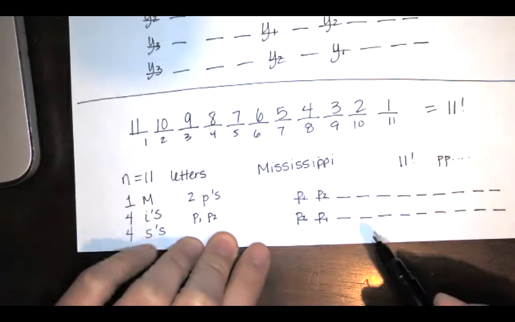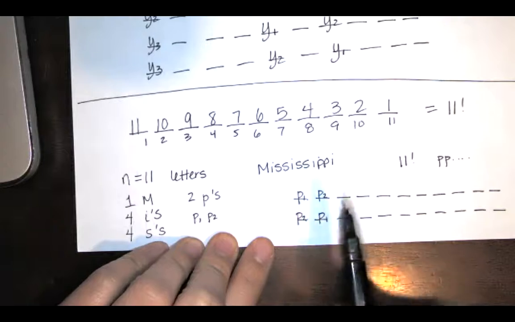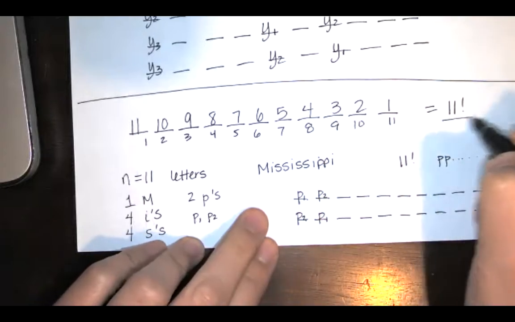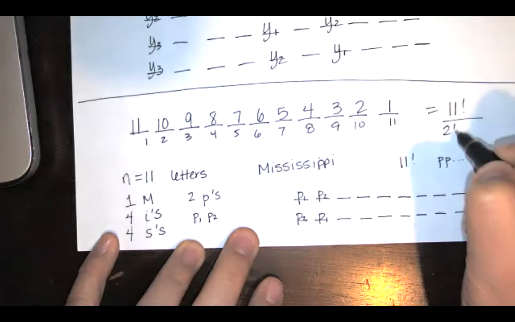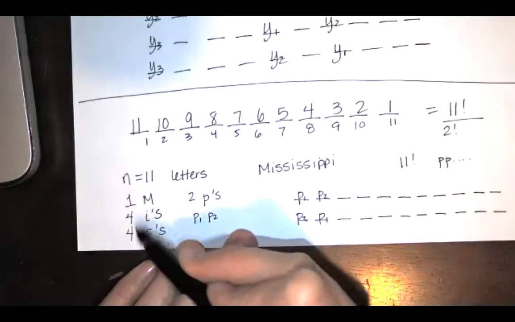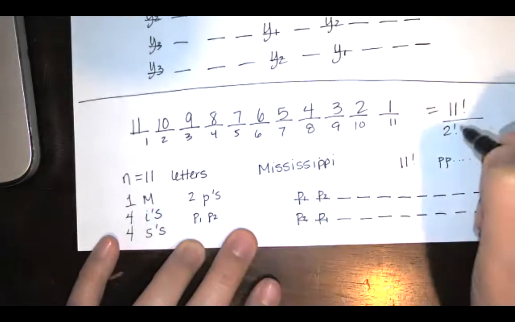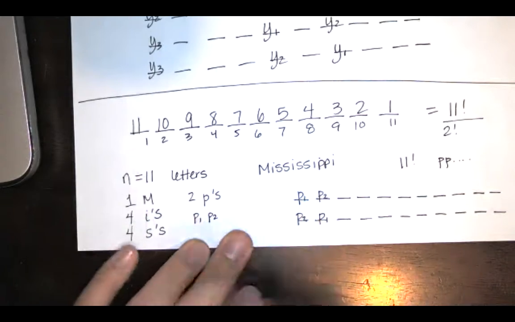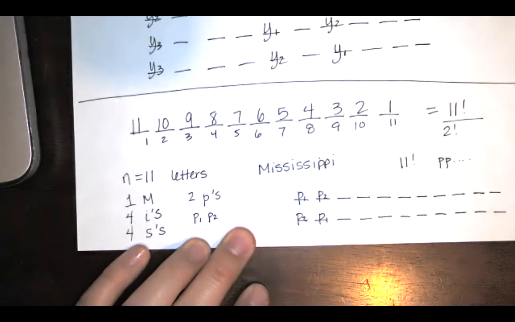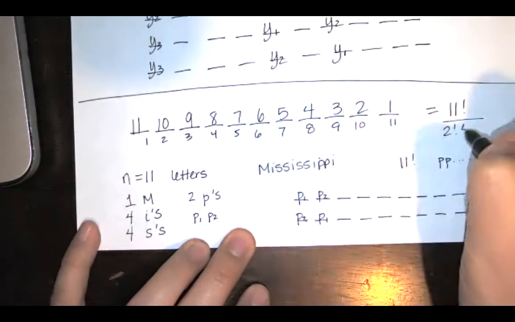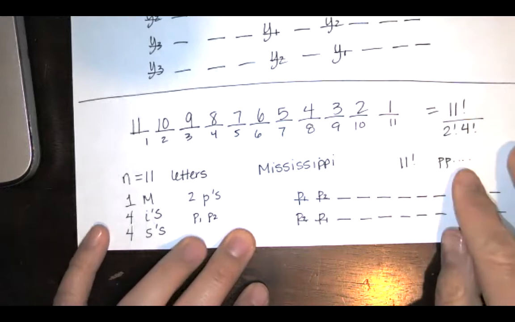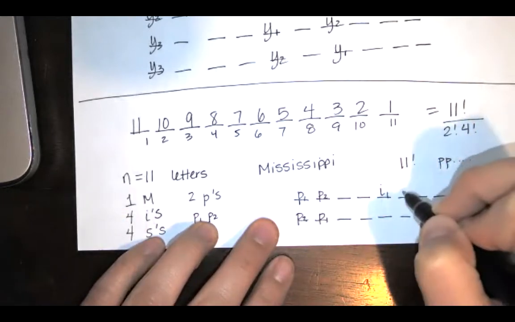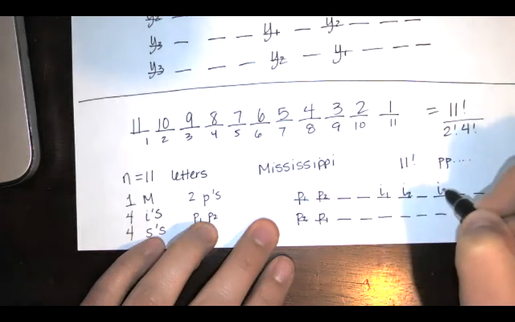I want to count those as separate. So in order to count those as separate and any other pair as separate, we want to divide this 11 by 2 factorial. And the same is going to be true about those 4 i's. So 4 i's lead to 4 factorial possible arrangements.